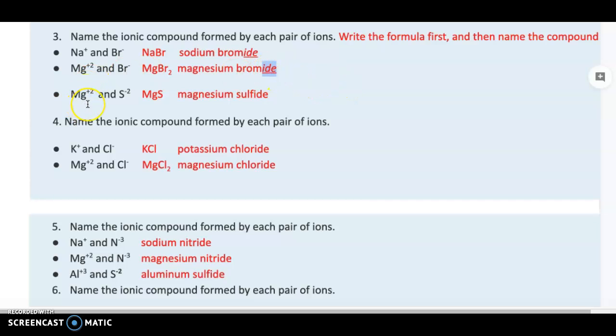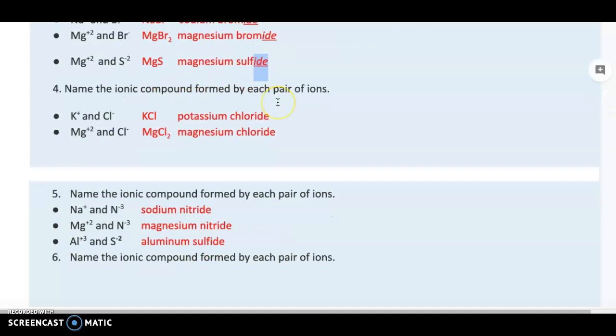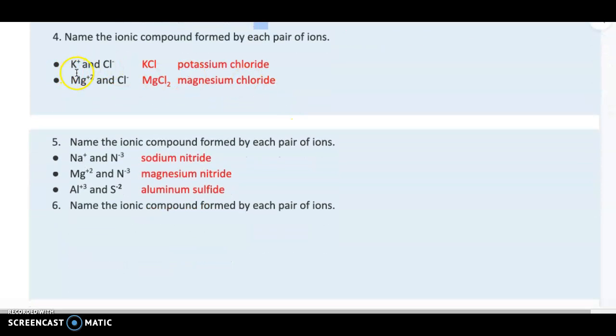Over here we have magnesium ion and sulfide ion, not sulfur. Sulfur changes to sulfide. Non-metals change their ending. So not sulfur, but sulfide: magnesium sulfide. Next one is potassium and chloride. Non-metals change their endings to ide, not chlorine, chloride. And this one is going to be magnesium chloride.